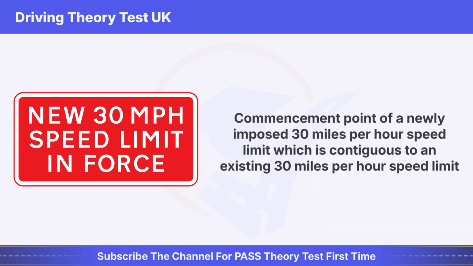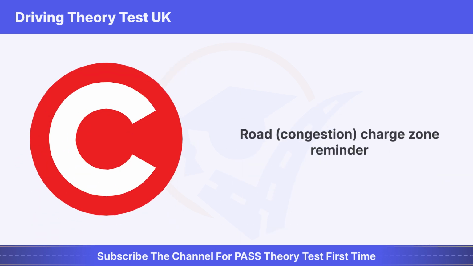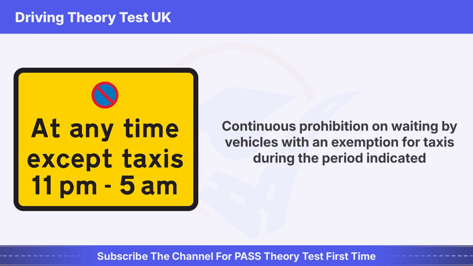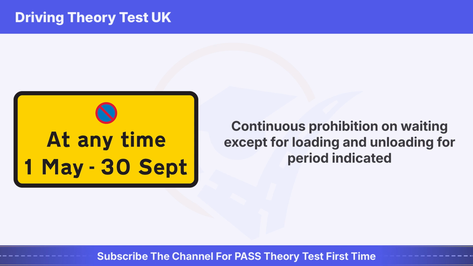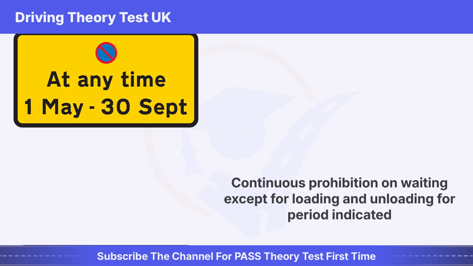Commencement point of a newly imposed 30 miles per hour speed limit, which is contiguous to an existing 30 miles per hour speed limit. Road congestion charge zone reminder. Continuous prohibition on waiting by vehicles with an exemption for taxis during the period indicated. Continuous prohibition on waiting except for loading and unloading for period indicated.